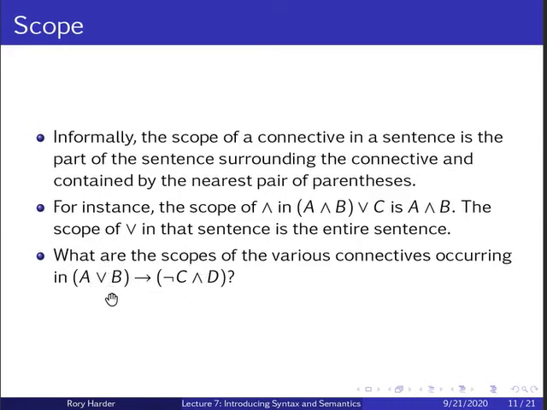Okay, so what we think is that this sentence is a conditional sentence. The conditional is the main connective. And what the conditional is doing is connecting two other sentences, first a disjunction, and then second a conjunction. And the conjunction involves a negation. So that way of understanding this sentence involves thinking about the scope of the various connectives in it.